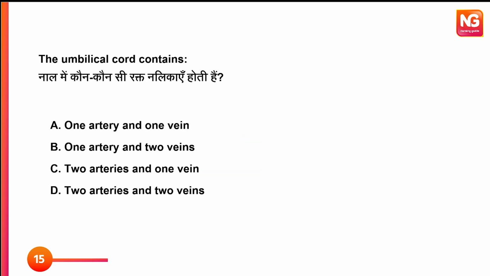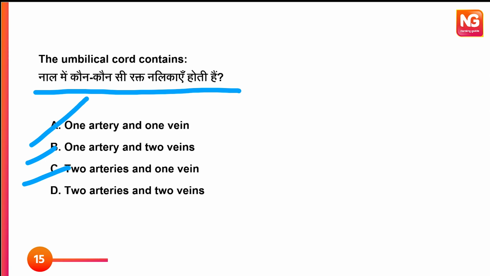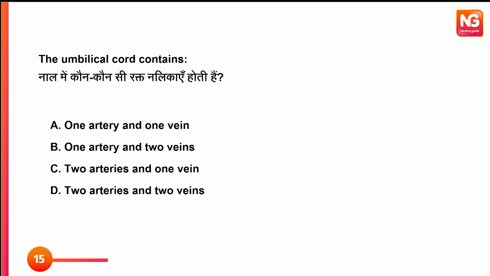Next, the umbilical cord contains option A one artery and one vein, option B one artery and two veins, option C two arteries and one vein, option D two arteries and two veins. The correct answer is option C. The umbilical cord contains two arteries and one vein.